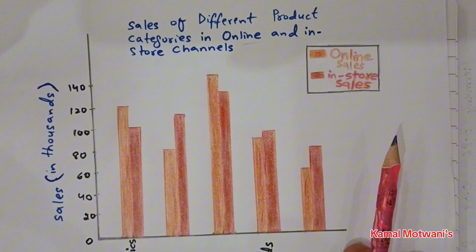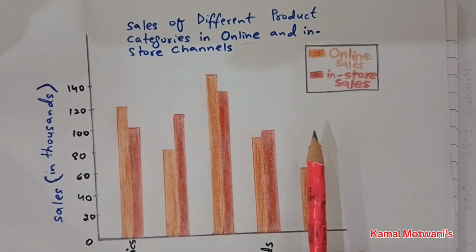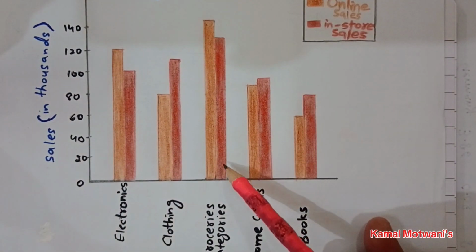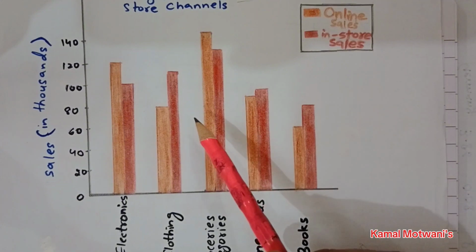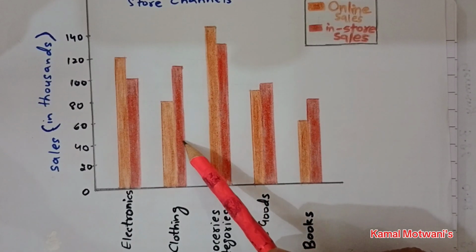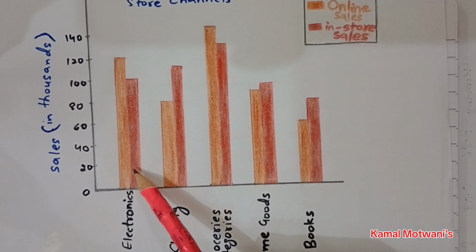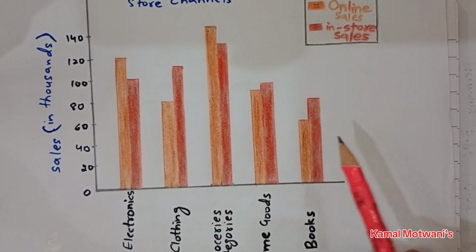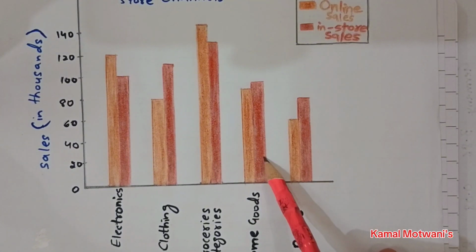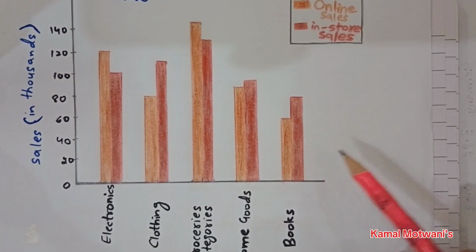Let's look for the red lines. Okay, so we have the highest red bar again in the grocery category, then the second highest is in clothing, the in-store sales, and the third highest is from electronics, the in-store sales. This is the red bar. Then the fourth highest is home goods, and the fifth highest is from books in-store sales.